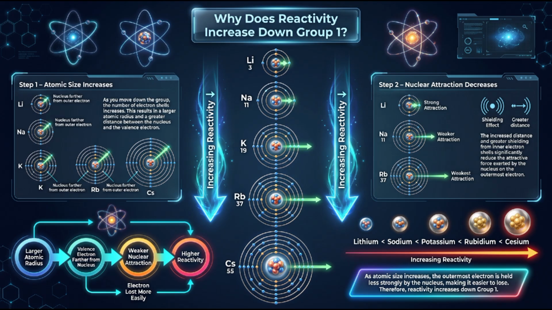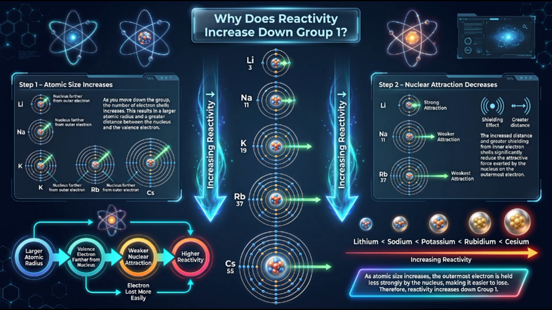To understand why this happens, we must first remember that atoms consist of a positively charged nucleus surrounded by negatively charged electrons arranged in different energy levels or shells. The positively charged nucleus attracts the negatively charged electrons through an electrostatic force. The strength of this attraction determines how tightly the electrons are held. If the attraction is strong, electrons are difficult to remove and the atom is less reactive. If the attraction is weak, electrons are removed easily and the atom becomes more reactive.